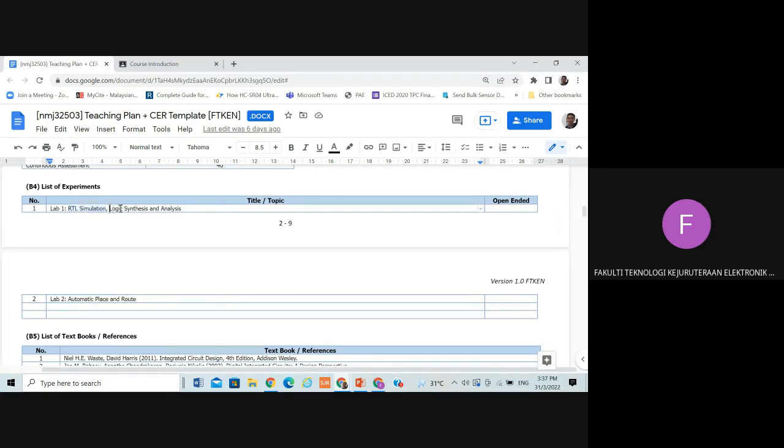And then you will do logic synthesis. What is logic synthesis? It is a favorite question normally asked in exams, either the test or the final exam. What is actually logic synthesis? Any of you can answer? This keyword is also okay.